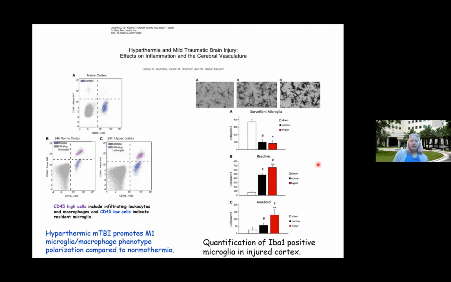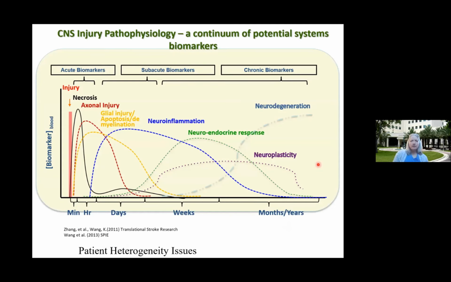So, patient heterogeneity issues, and Dr. Levy brought this up. So how are we going to deal with this? When you look at patient heterogeneity, you can look at this cascade, which I showed you a graph earlier, basically showing CNS injury pathophysiology. We have the potential to use these injury cascades as an avenue to look at biomarkers for targeting either with some therapeutic hypothermia or some type of drug therapy that would target particularly a biomarker for inflammation, for example, and you don't see anything else, maybe.